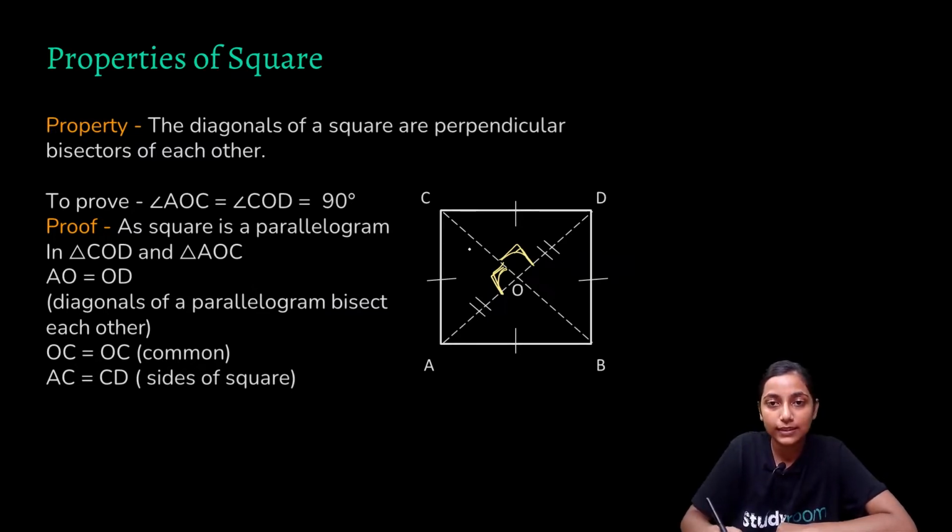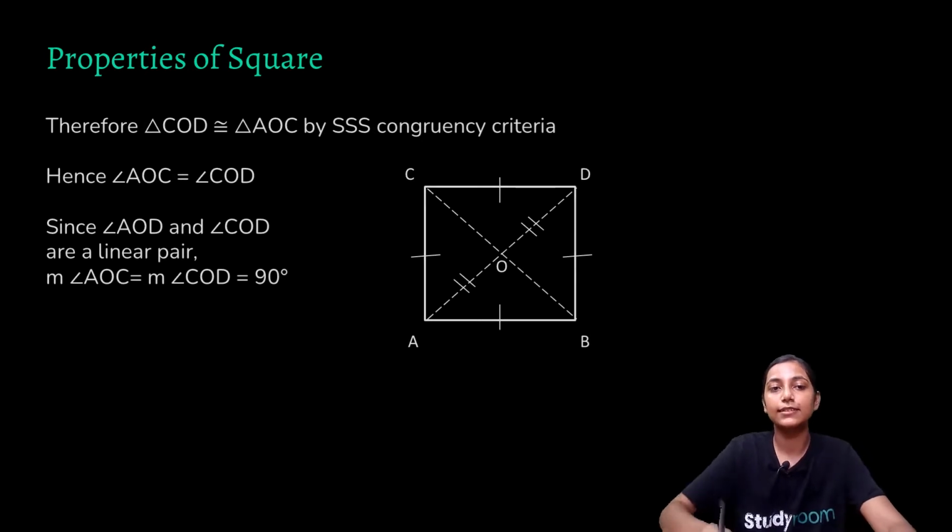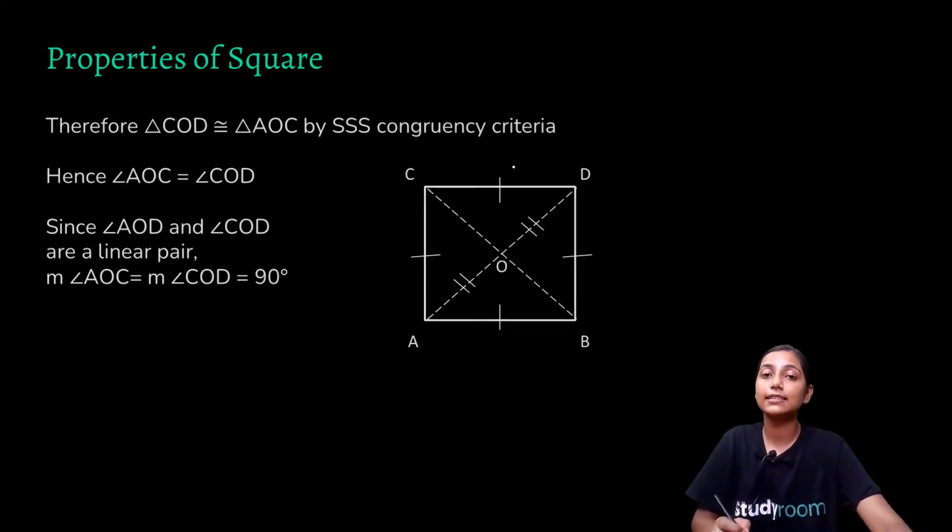Now you can see in these two triangles, this OC is common to both. Therefore OC equals OC, common. And last is AC equals CD. Why? Because these are the sides of the square and all the sides of a square are equal. Therefore AC equals CD. So we can say that triangle COD is congruent to triangle AOC by SSS congruency criteria, side, side, side.